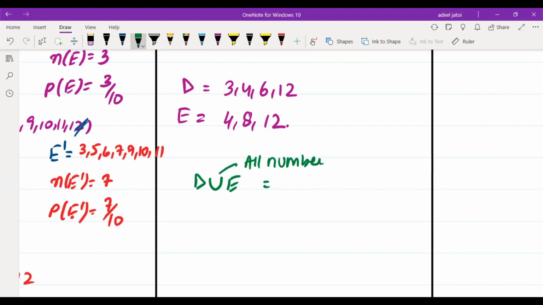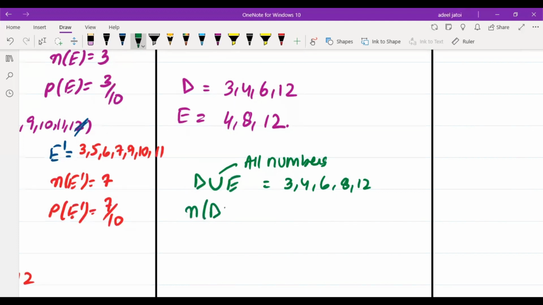All numbers to be taken. So what does all number mean? 3, 4, 6, 8 and 12 will be all the numbers from D and E. Common numbers will be written only once.